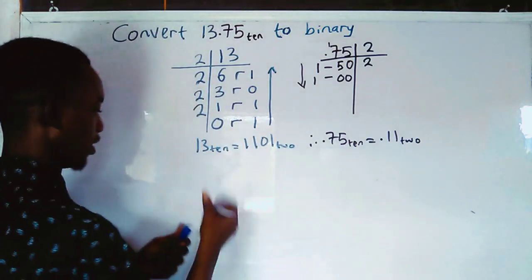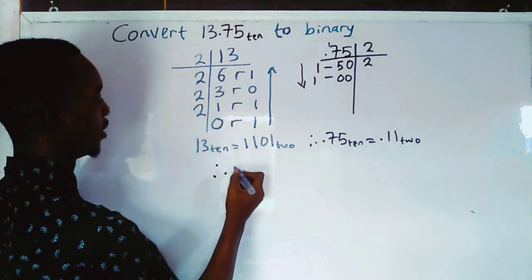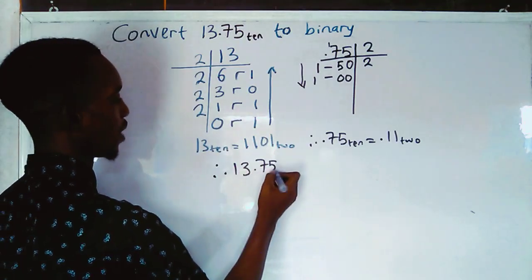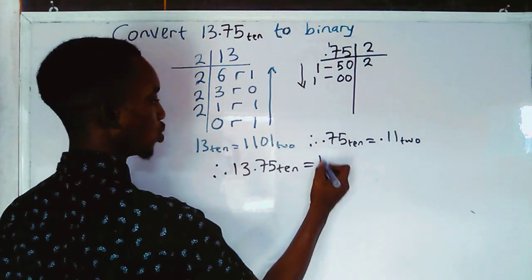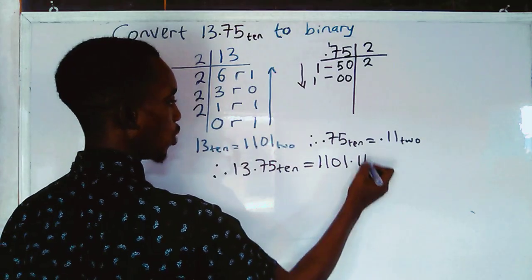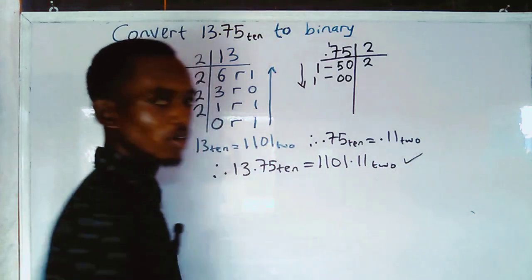Now, finally, 13.75 base 10 will now be equal to, join these two together, 1101.11 base 2. Very easy, our final answer.